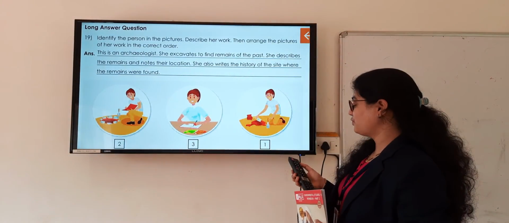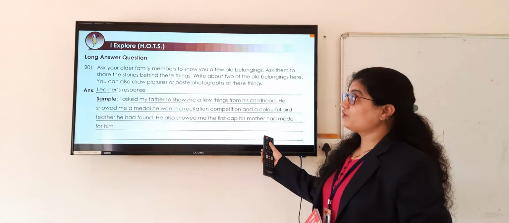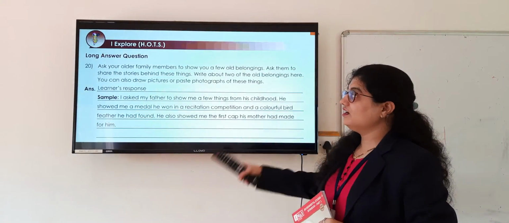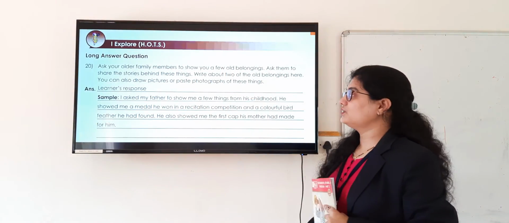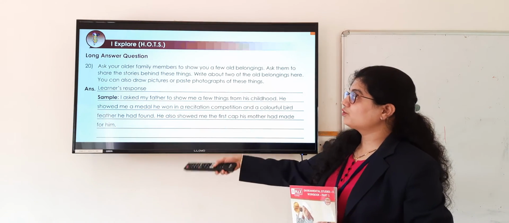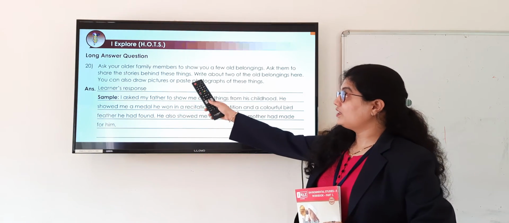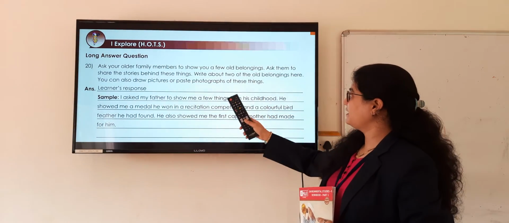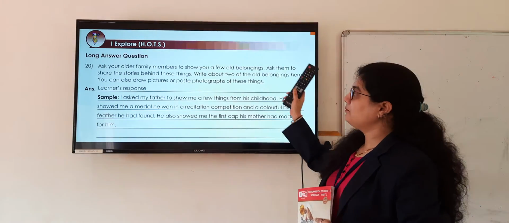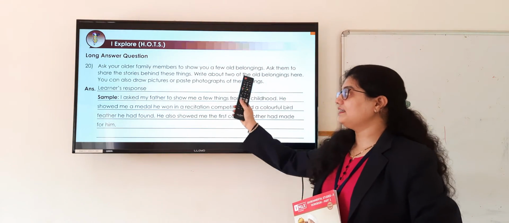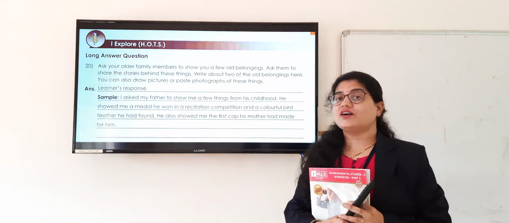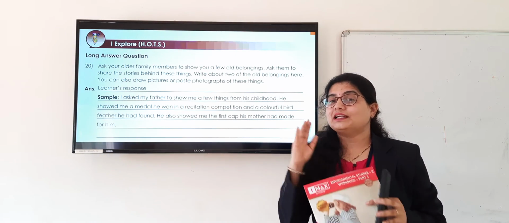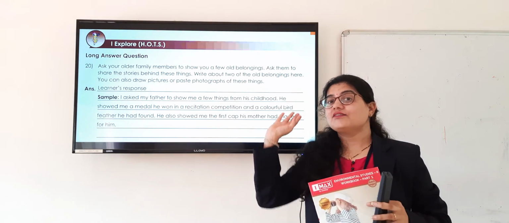Now let us move toward the last question. This question is from the section I Explored, and it is a long answer question. Ask your older family members to show you a few old belongings and ask them to share the stories behind these things. In the first lesson, I showed you the nose ring. I told you that the nose ring is related to my family history.